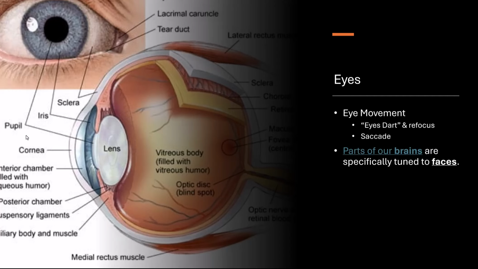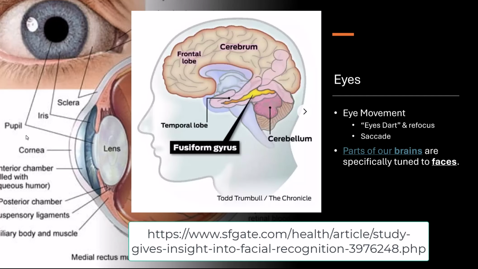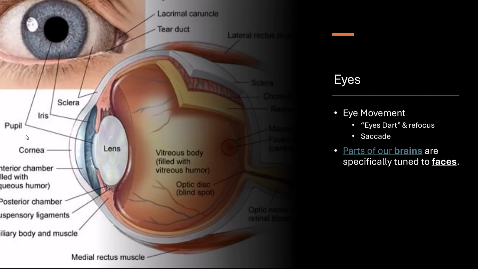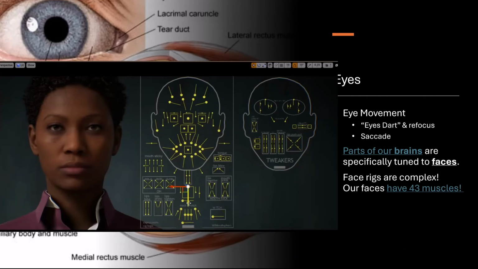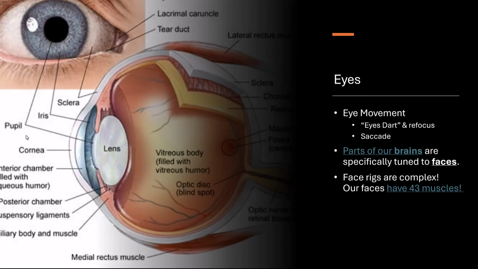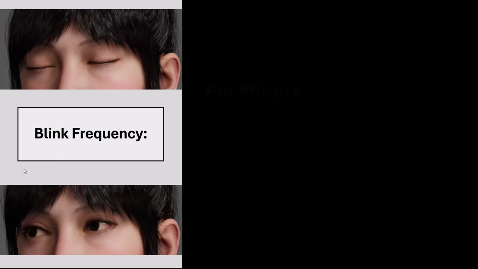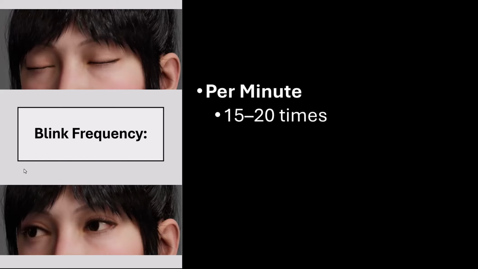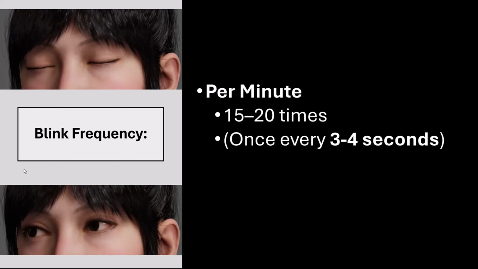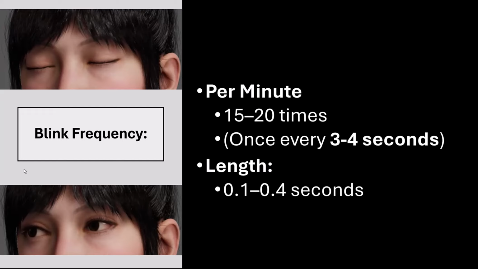In addition, the way our eyes are connected to our brains is that our brains have parts specifically associated, optimized, and tuned to faces. So making sure you get the eye movement and the facial movement right is critical. Our faces have 43 muscles, and face rigs, to be realistic, have to be equally complex. So let's get some of the easy stuff right, like blink frequency. We blink about 15 to 20 times per minute. That's once every 3 to 4 seconds, and the length of each blink is around 0.1 to 0.4 seconds.